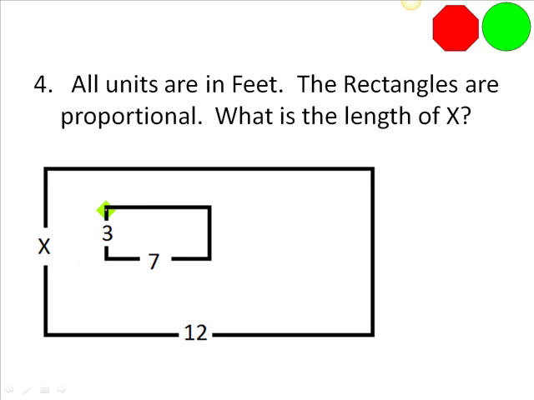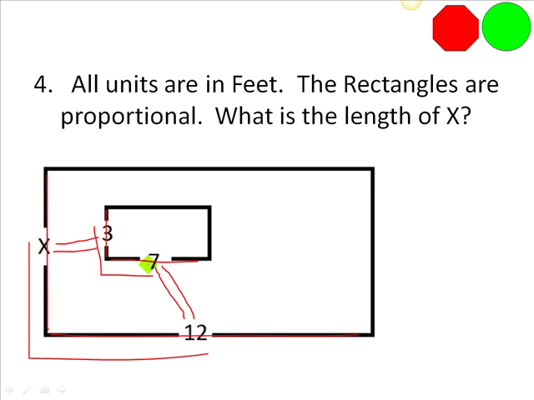They're proportional, which means that whatever we multiply this length by to get this length, we would multiply this length by to get the same answer over here. If we compare 3 to 7, then we have to compare x to 12. If we compare 3 to x, then we have to compare 7 to 12. If we compare x to 3, then we have to compare 12 to 7. Doesn't matter how you do it, you just need to keep things straight.